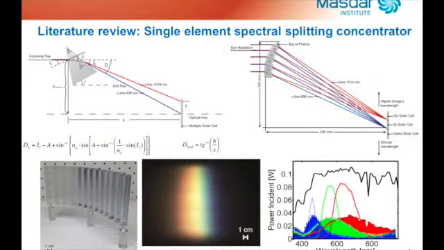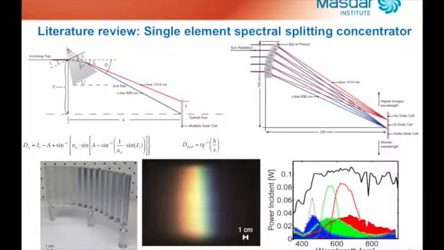And these are the results. We can see that the system actually works as we expected. It is able to separate different colors of the solar spectrum and to concentrate it in one direction. The limitation of this system is that it is able to spatially separate different colors and different wavelengths but it concentrates just in one direction.